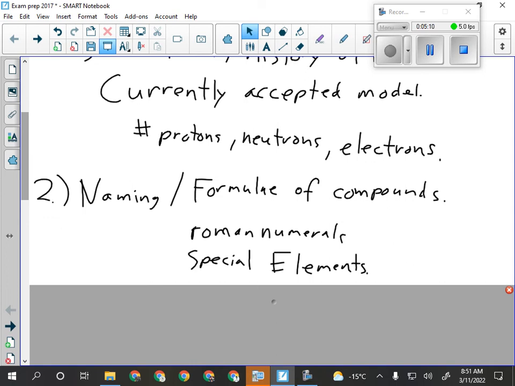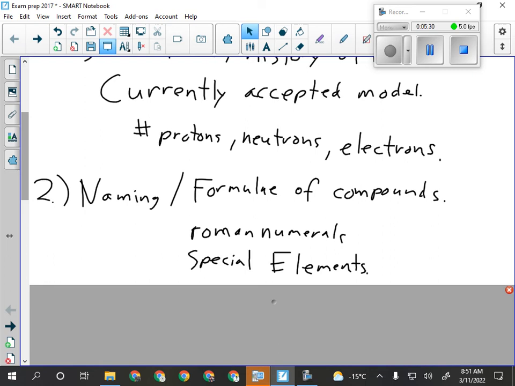Okay, so things to remember, Roman numerals. When do you use Roman numerals? And then more than one charge. Right, when the metal has more than one possible charge, when it's a multivalent metal, and we talked about how you figure that out. And don't forget about your special elements. Okay, those are all highlighted on your periodic table.